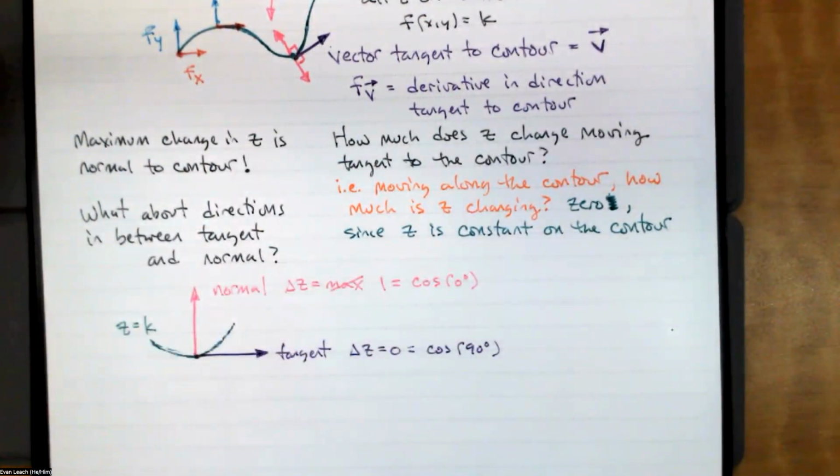So if we could figure out what's going on at the normal, if we have a vector that's normal to our contours, we can find the dot product of some random direction to find out how much our change is going to be in that direction.